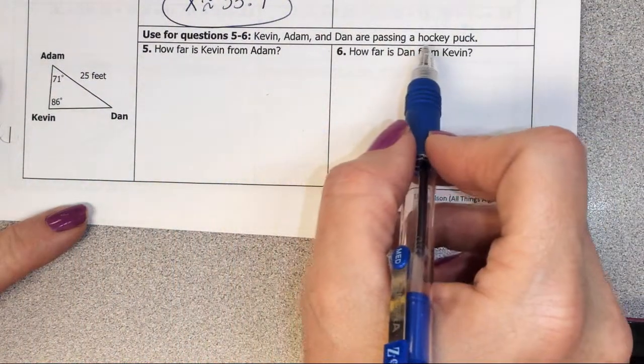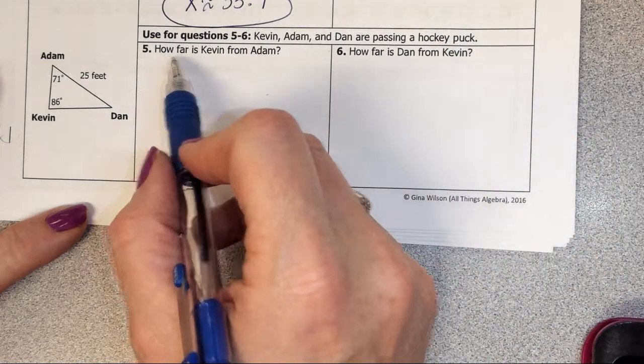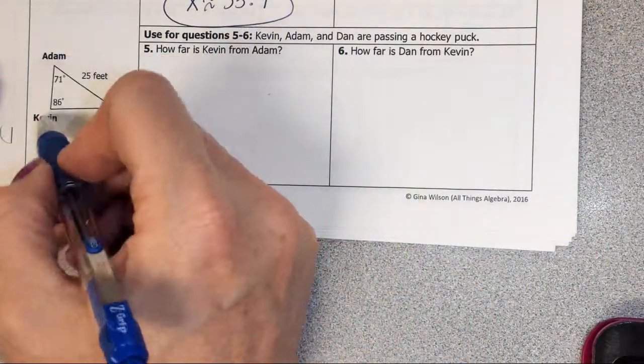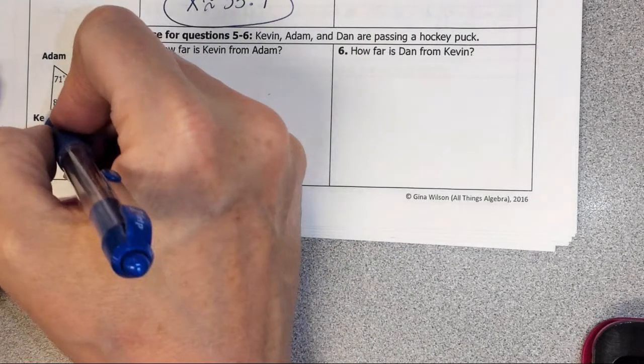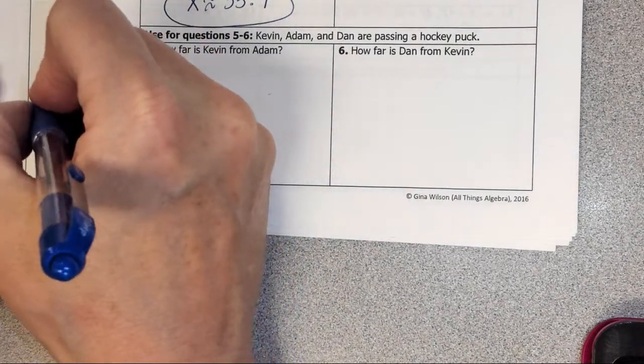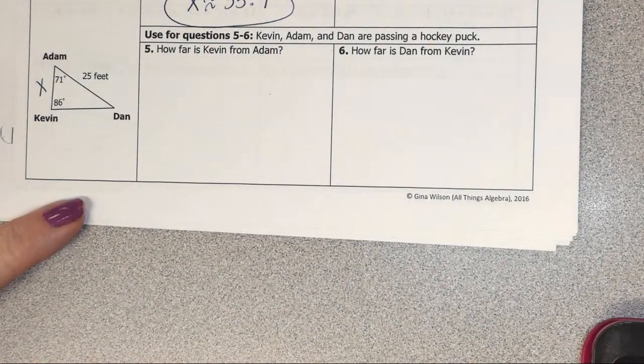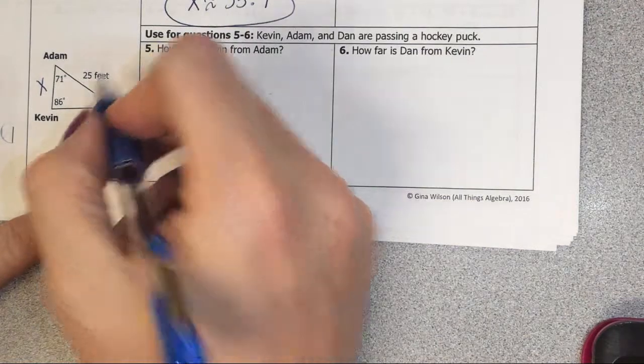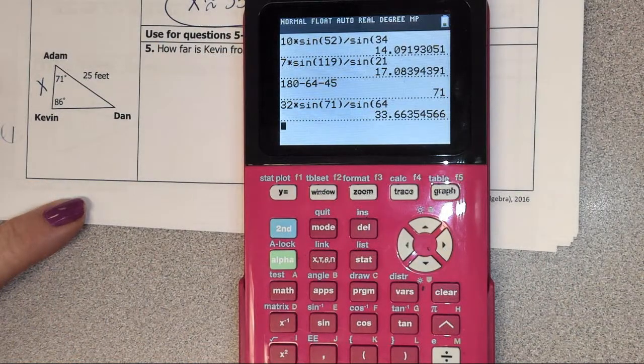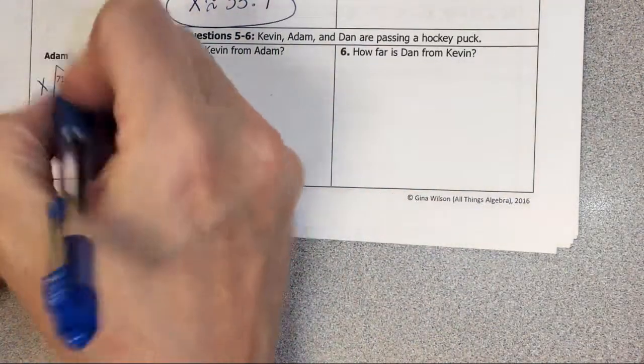Kevin, Adam, and Dan are passing a hockey puck. How far is Kevin from Adam, based on this information? So we want to find this, Kevin to Adam. Do we need to find anything else out first in order to be able to find that? What do we need? That third angle, don't we? So I can do that by doing 180 minus 71 and minus 86, 23.